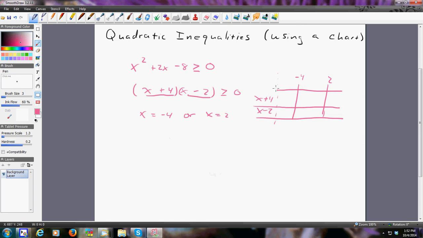If I plug in a negative 5, that's going to be negative, and that's going to be negative, and that will be a positive. If I put in 0, I get a positive and a negative, which is negative. And if I put in a 5, I get a positive and a positive, which is also positive. But now I need it to be greater than or equal to 0, which means my products must be positive.